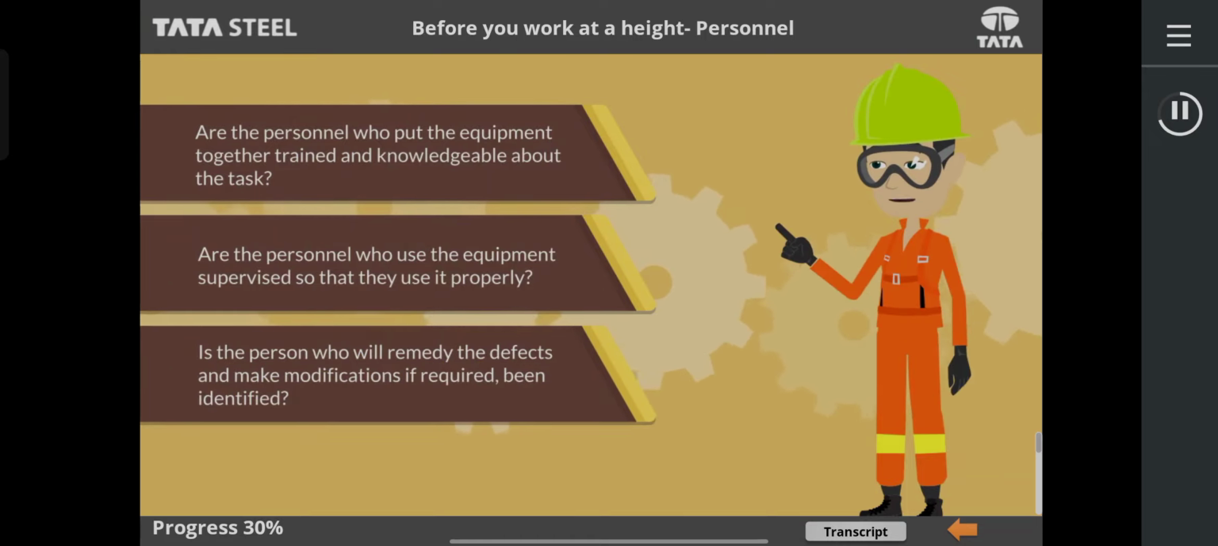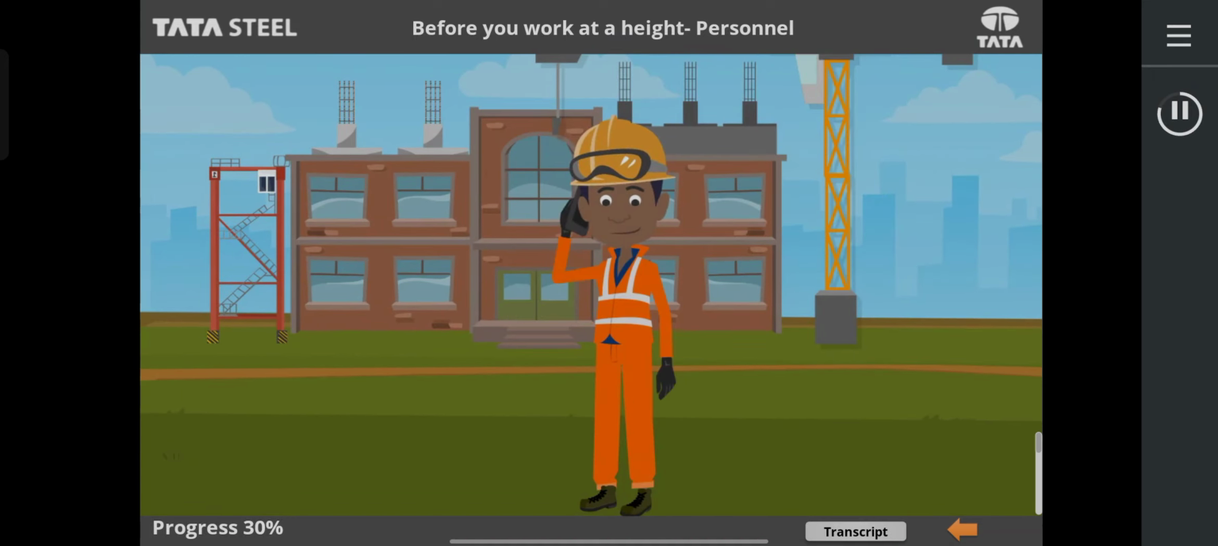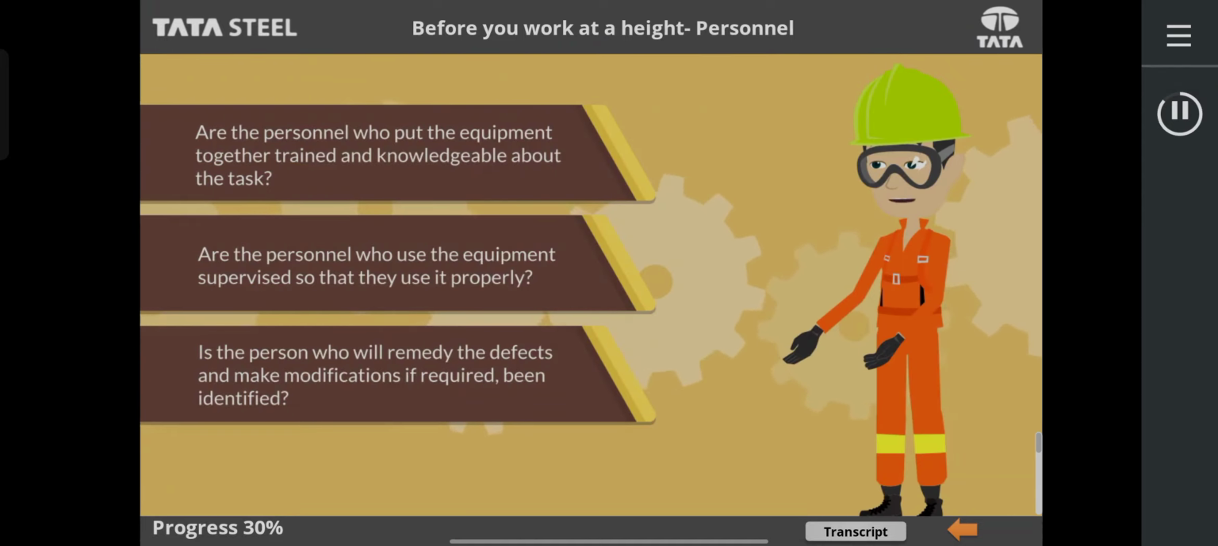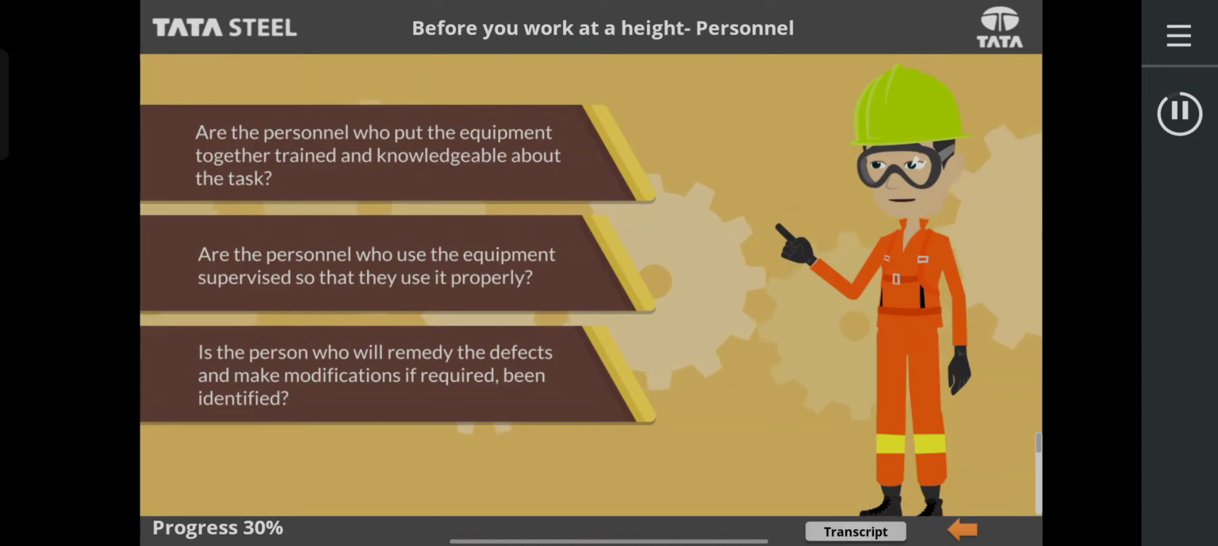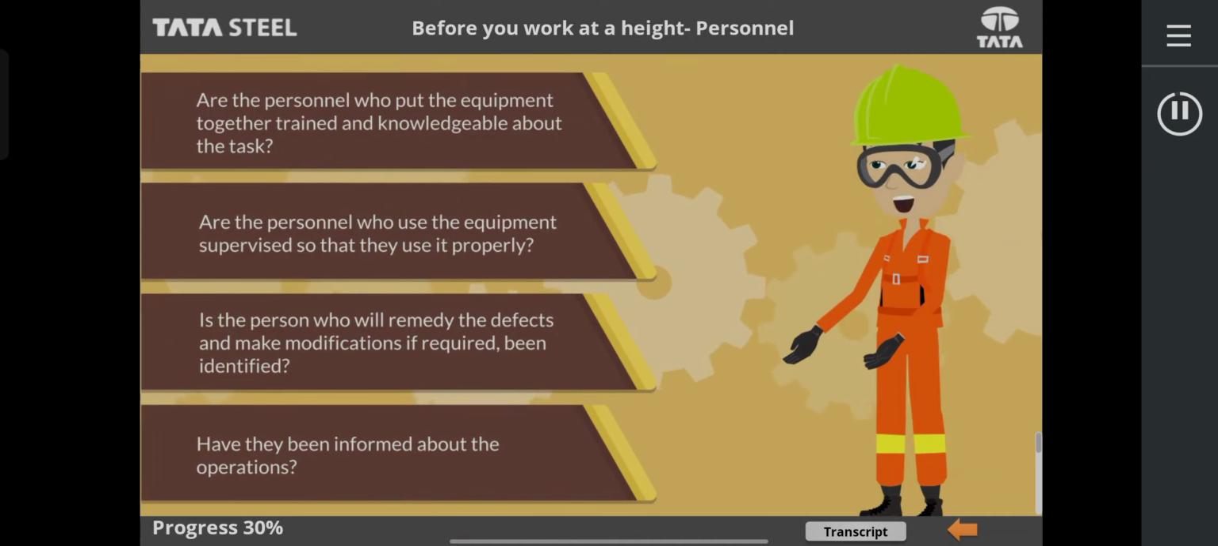Identify the person who would be the point of contact if any defects need to be remedied or modifications need to be made. Keep them informed about the operations. Finally, we will list the checkpoints for structural and work area.